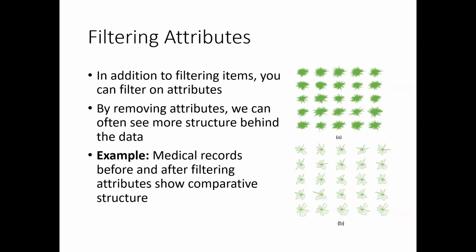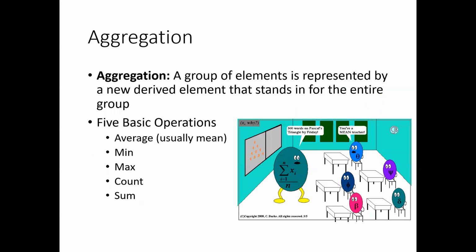In figure B, we order by symmetry and filter by similarity and importance thresholds. And then we can actually begin to see some structure here and how these are similar in terms of the structure of the medical records. Aggregation is grouping elements together by a new derived element that stands in for the entire group. And there are 5 basic operations for this. There are some more advanced ones.